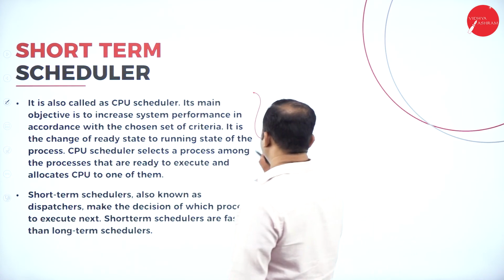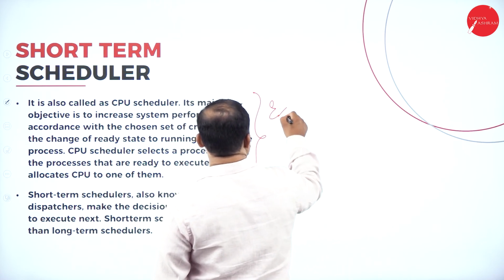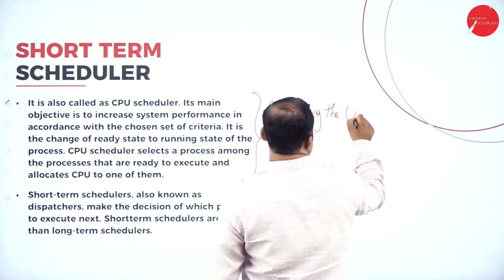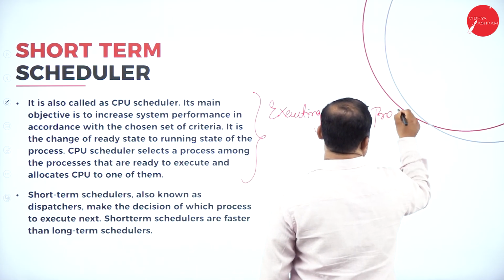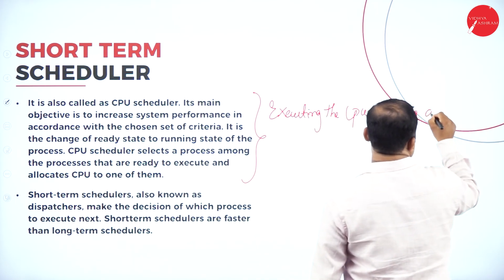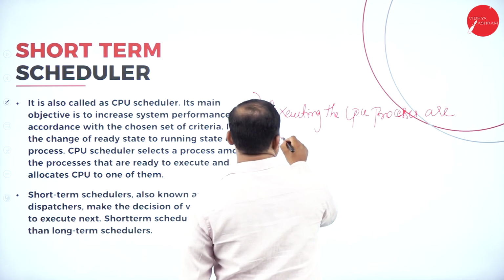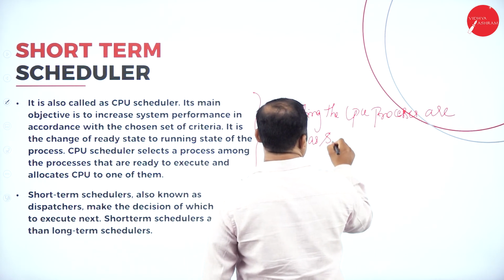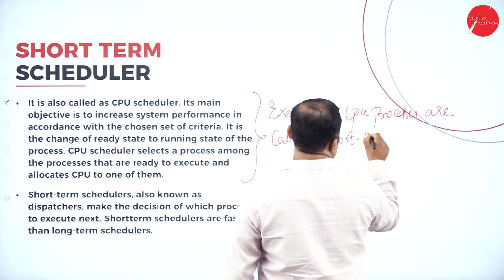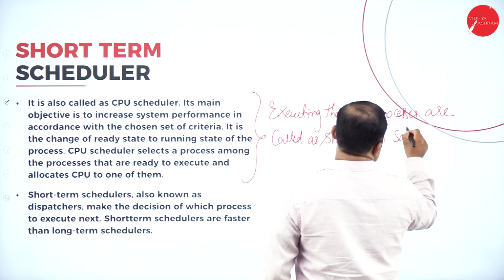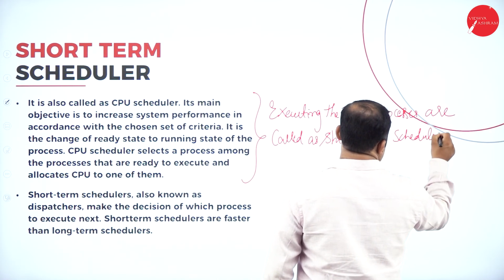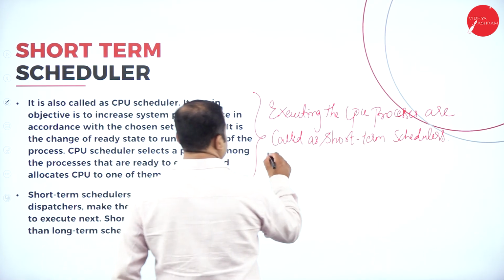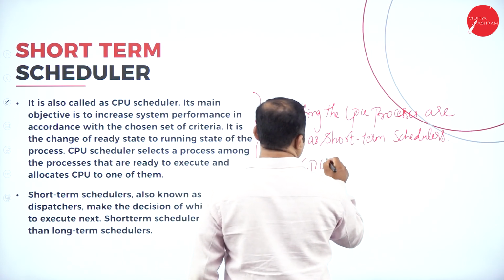The schedulers which are responsible for executing the CPU processes are called short-term schedulers. The CPU bound processes are called the short-term schedulers.